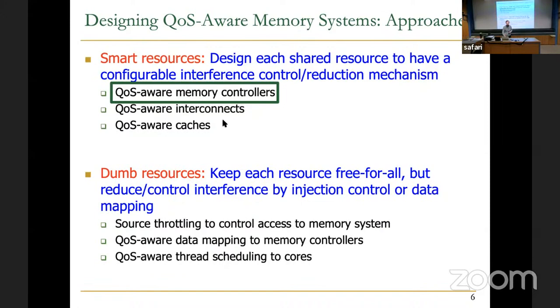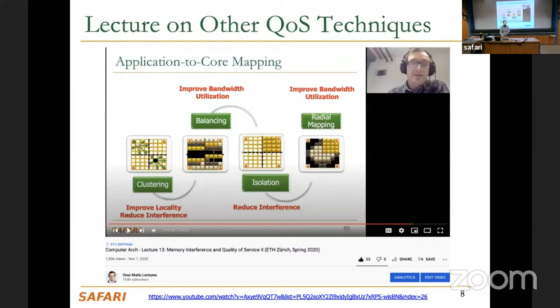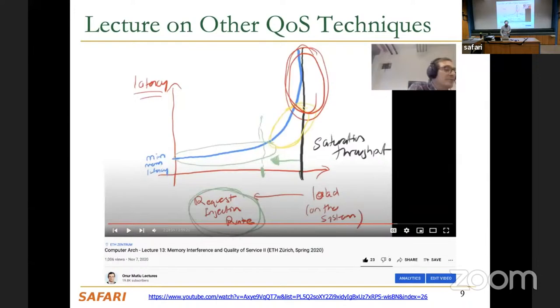We started with memory controllers, if you recall, and these were the four major approaches to reduce and control inter-thread memory interference. And we were going deeper on memory controllers. So I'm going to get to this. If you don't get to the lecture on other quality of service techniques today, then you can watch it, but probably we're going to get to it. At least some parts we're going to cover, but there's a more detailed version of it online. And hopefully we'll get to that curve also. If you do not get to this curve in this lecture, you will see it in interconnects.